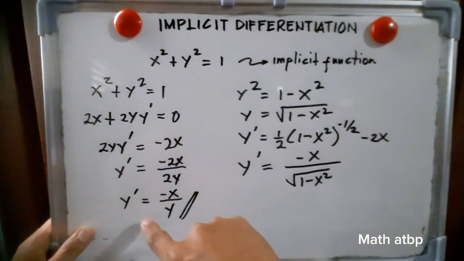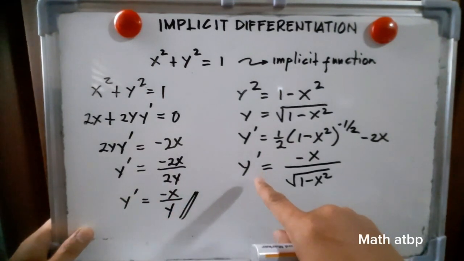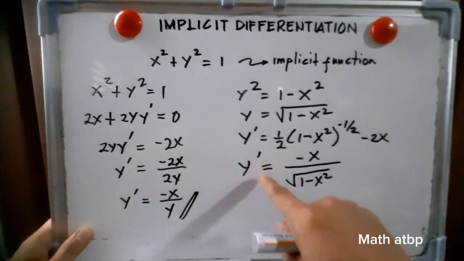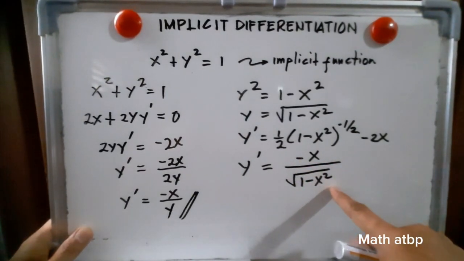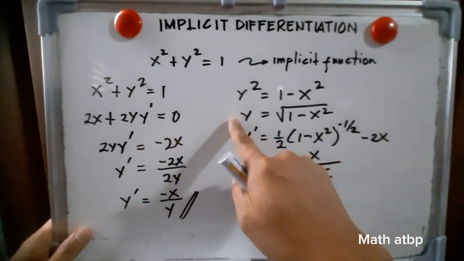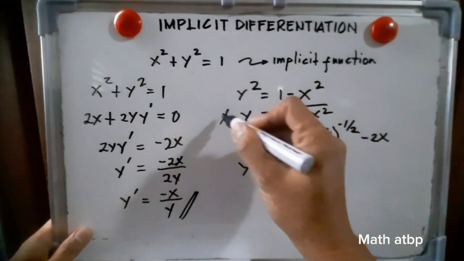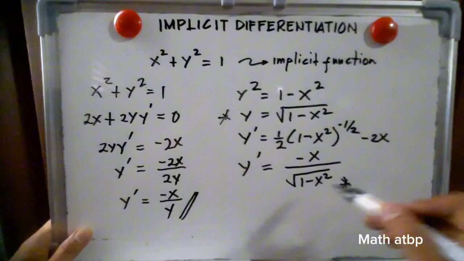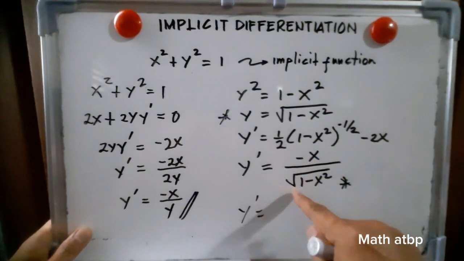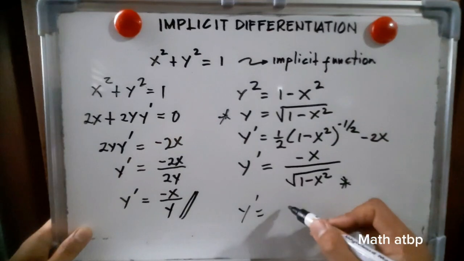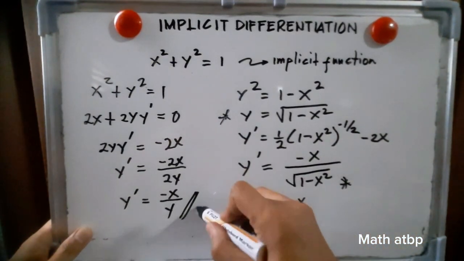In implicit differentiation, we have y prime equal to negative x over y. But in the power formula, y prime is equal to negative x over the square root of 1 minus x squared. But y in here is equal to the square root of 1 minus x squared. Right? So y prime here, if you are going to substitute y in here, then we have y prime equal to negative x over y. They are the same.